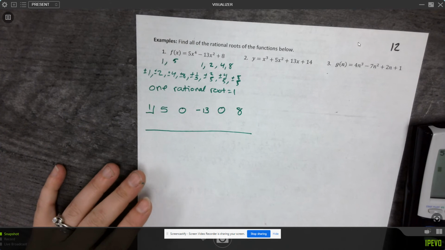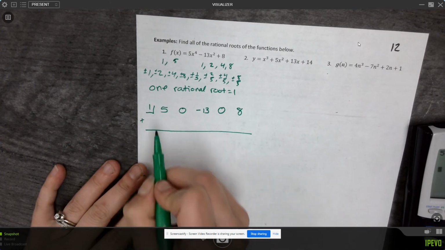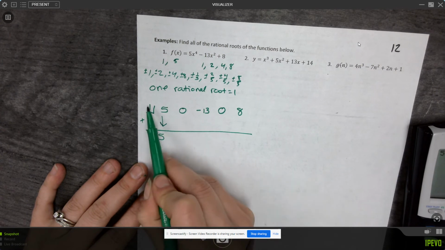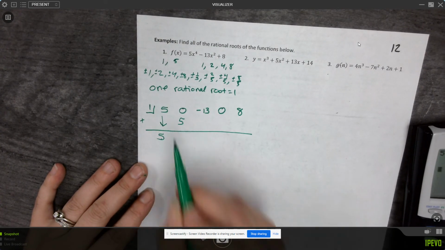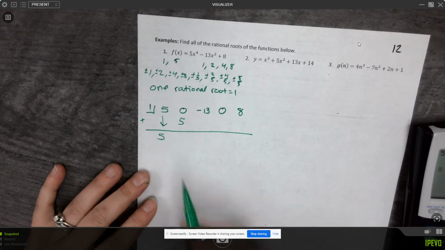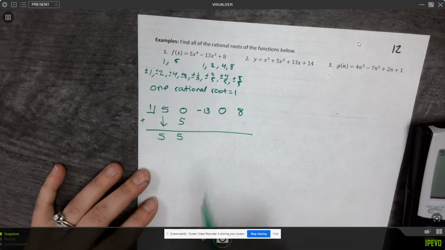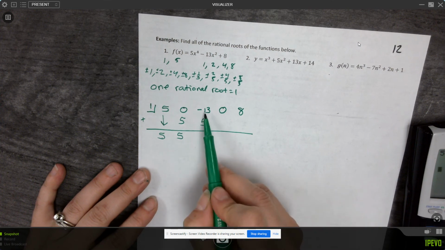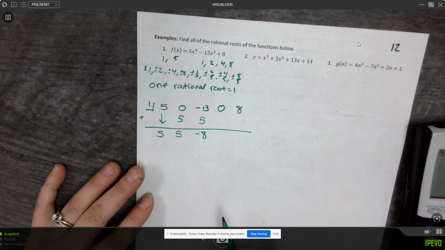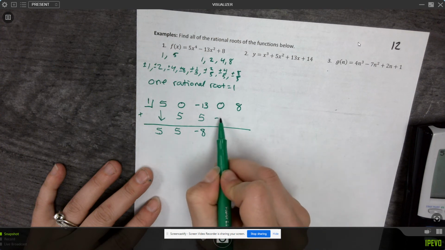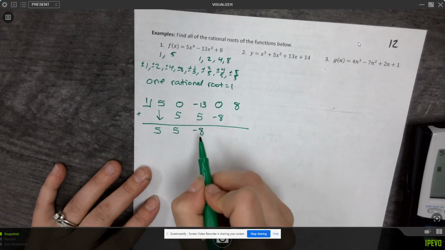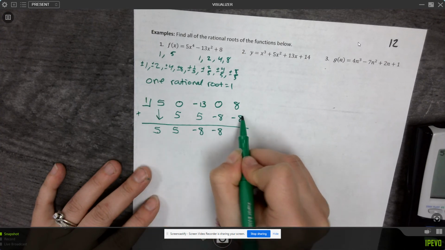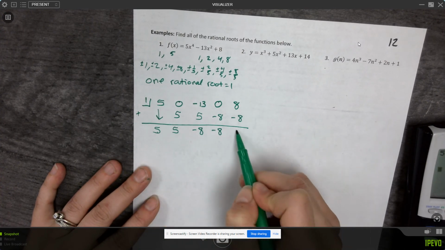Put your line down there. You are going to put a plus sign here. Your first one drops down, it's 5. But then to get your next one, it's 1 times 5 is 5. 0 plus 5 is 5. 1 times 5 is 5. Negative 13 plus 5 is negative 8. 1 times negative 8 is negative 8. 0 minus 8 is negative 8. 1 times negative 8 is negative 8. And 8 minus 8 is 0.